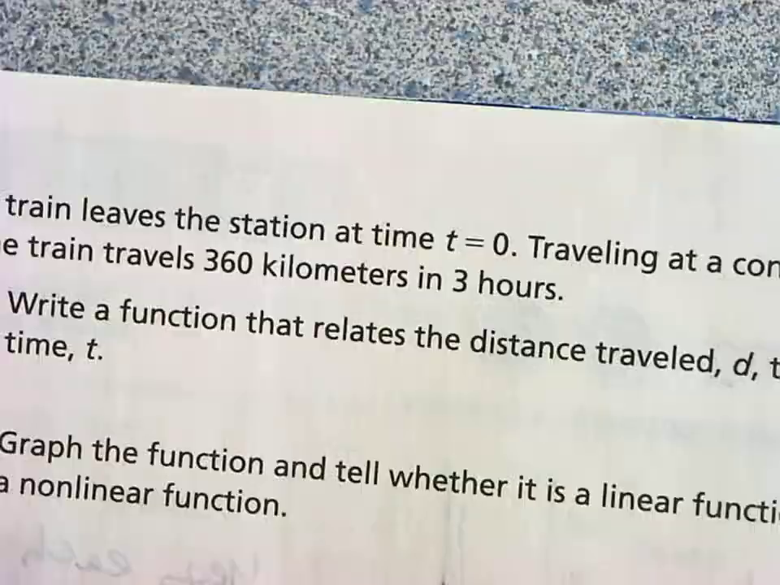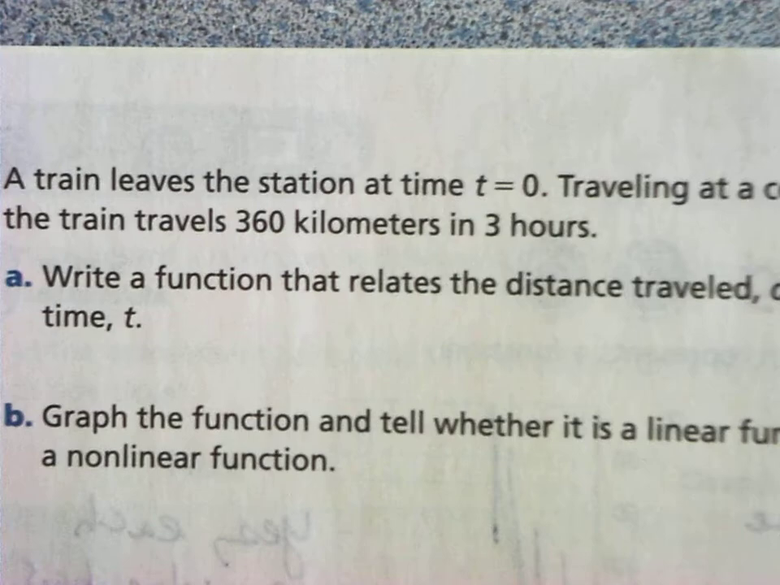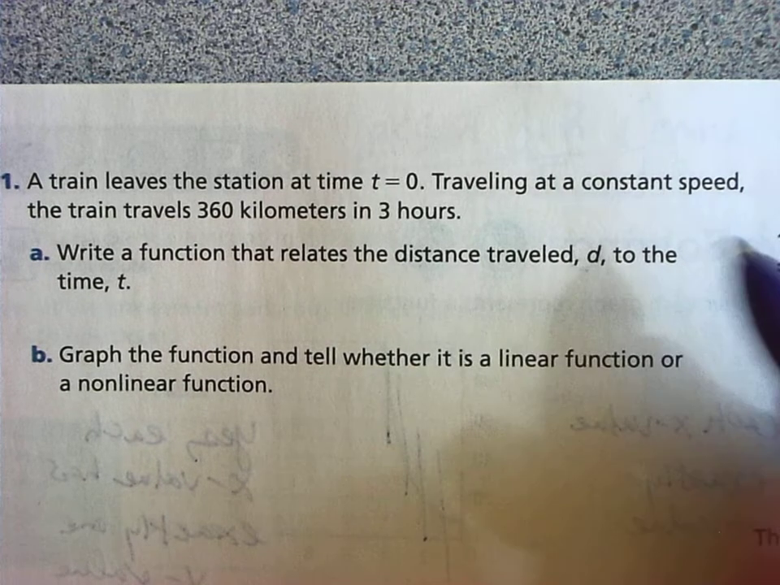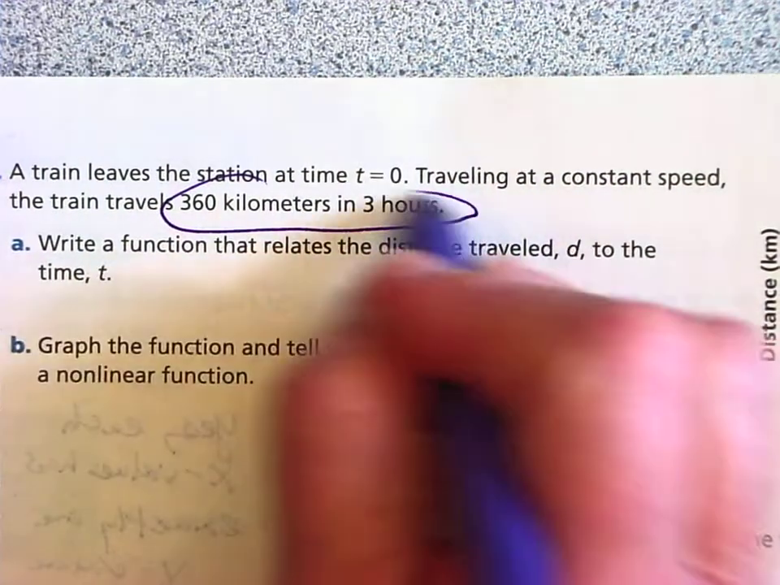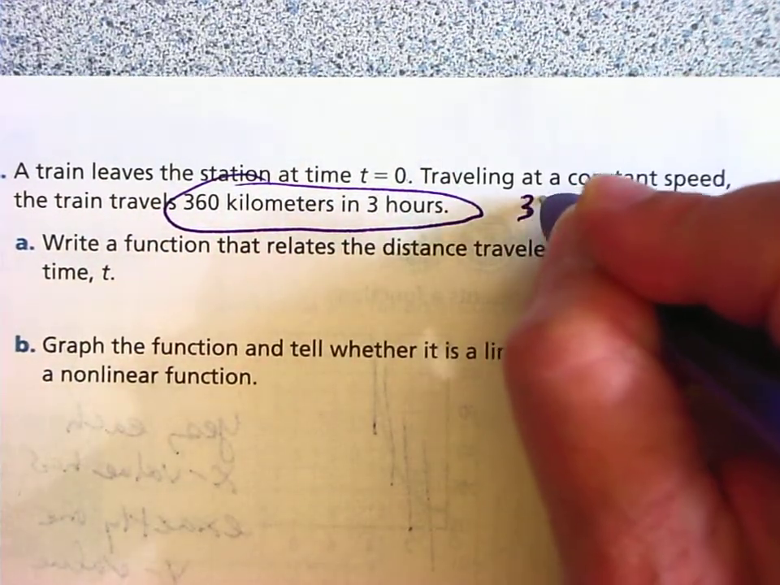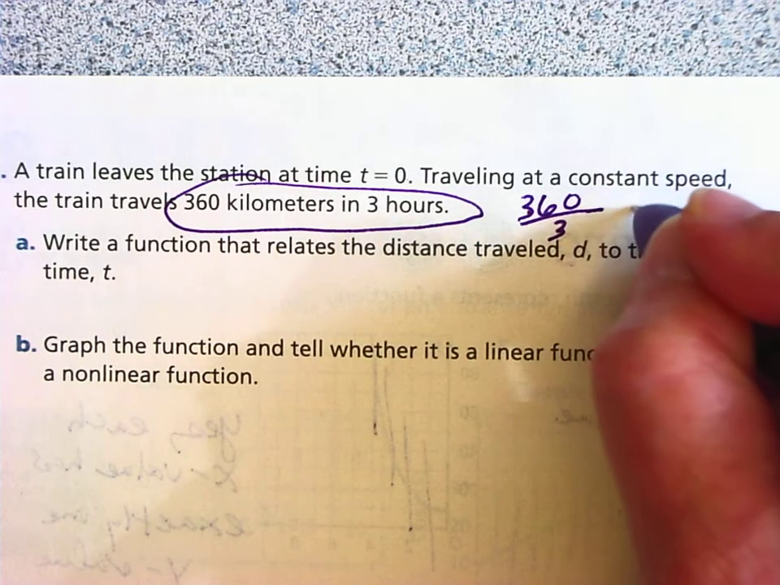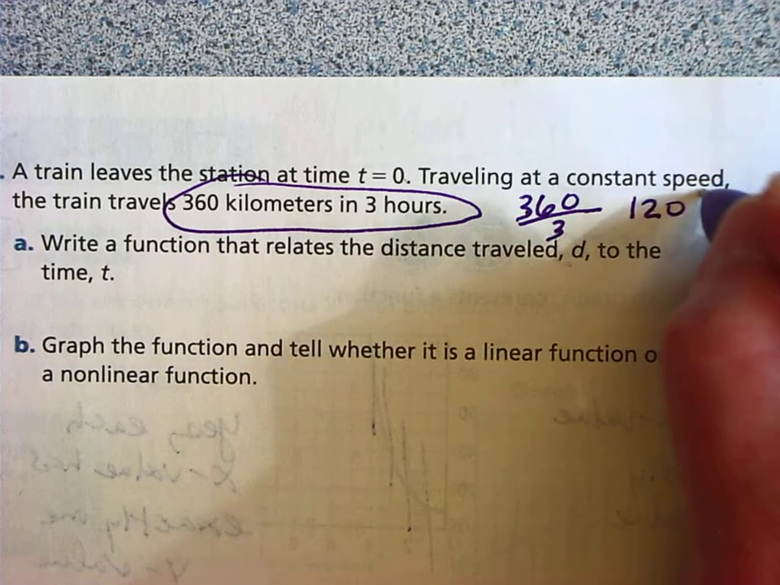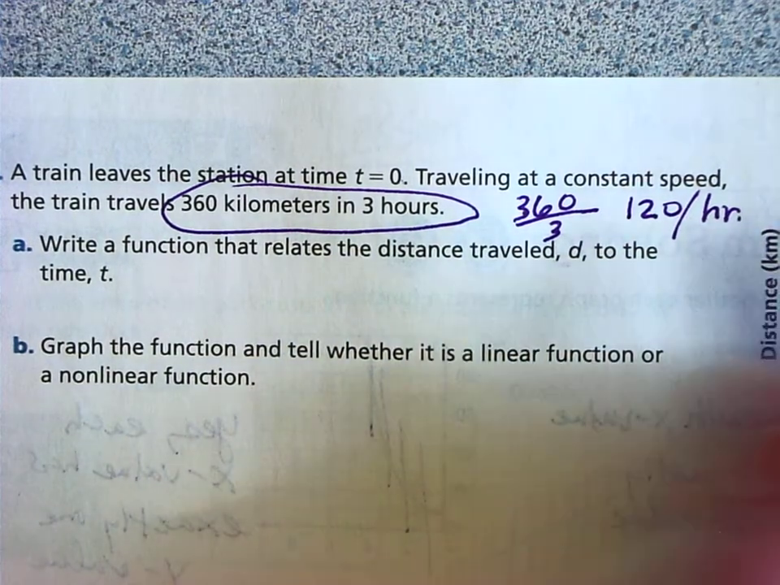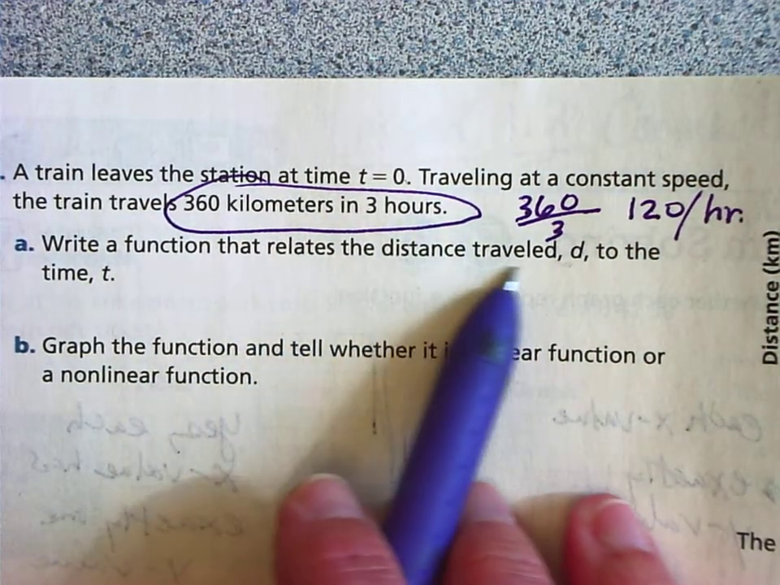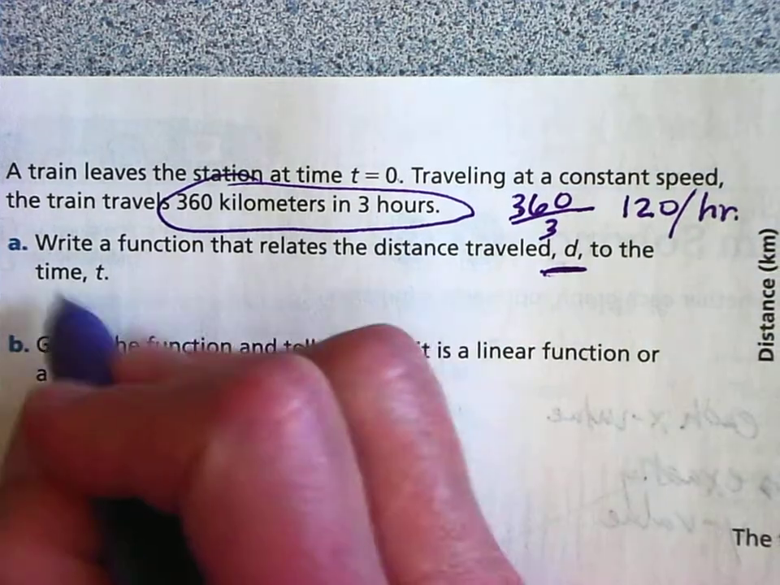Okay, let's turn the page to 170 and just do a couple more. Okay, so a train leaves the station at a time of t equals 0, so the time is 0. Traveling at a constant speed, the train travels 360 kilometers in 3 hours. So folks, let's divide and figure out how much it goes in 1 hour. So 360 divided by 3 is 120. So that's 120 per hour. So it says write a function that relates the distance traveled d to the time t.